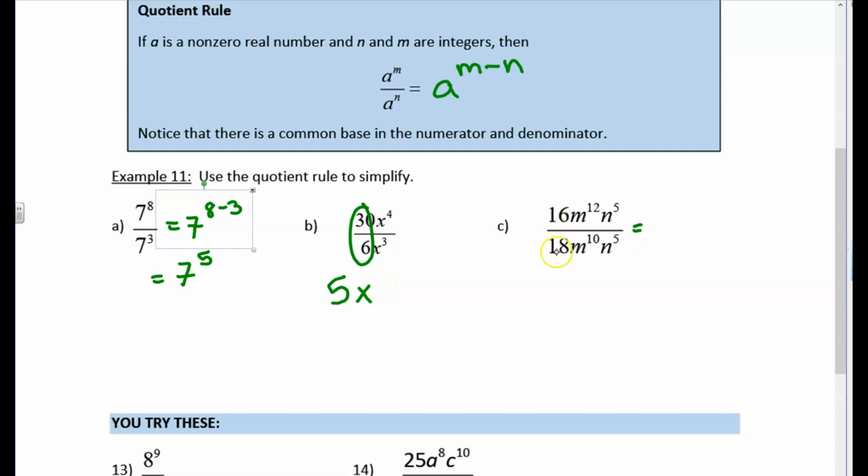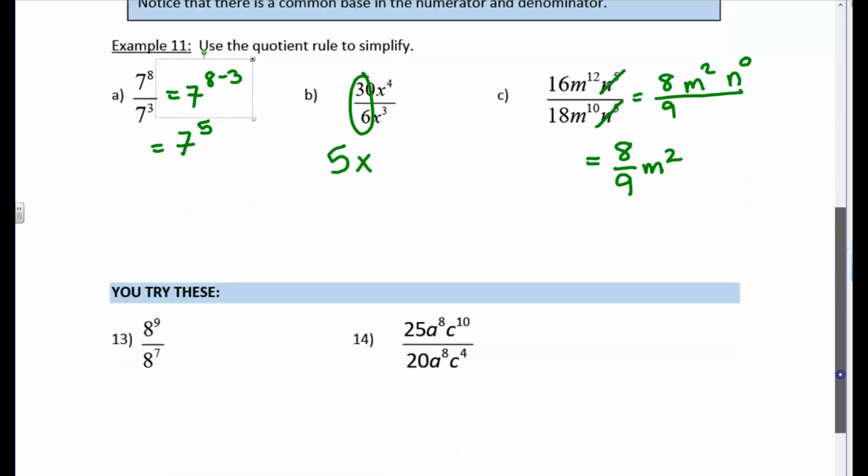Here, those exponents don't divide cleanly, but they do simplify. So 16 over 18, I can take a 2 out of both. I get 8 over 9. And then the m becomes m 12th minus 10 would be m squared. And then n to the 5th over n to the 5th, that becomes n to the 0. 5 minus 5 is 0. And we all know that anything to the 0 is 1, so I really have 8/9 m squared as my final answer. You can also look and recognize that those just flat out cancel because they're the same power.